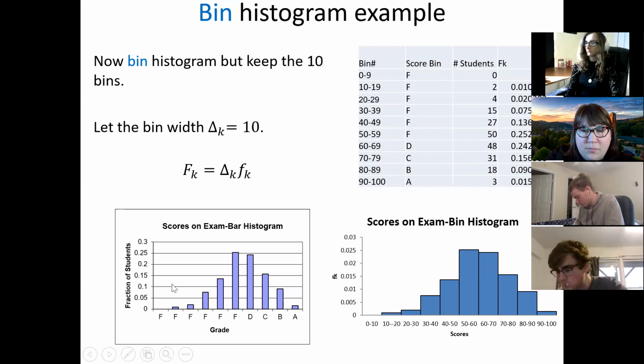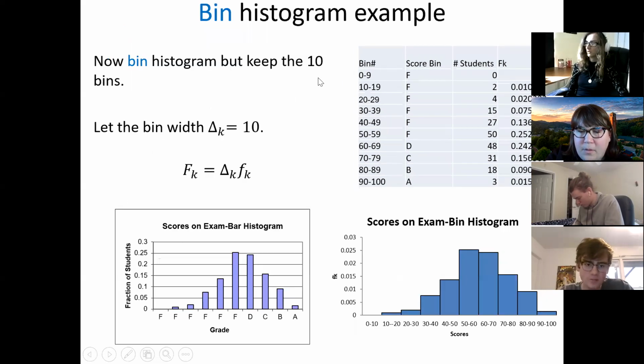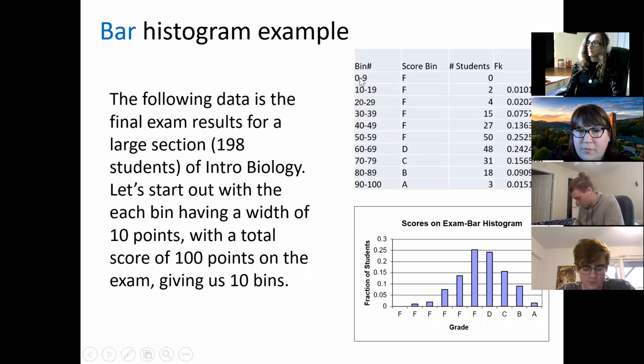So this, sorry, I keep changing the slide by accident. The bar histogram here shows the fractions of each category for the number of students. And since this is a bar graph or histogram, the width of each of these bins is the same, about 9 points, except for the last one's 10.